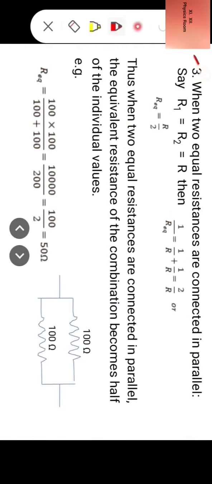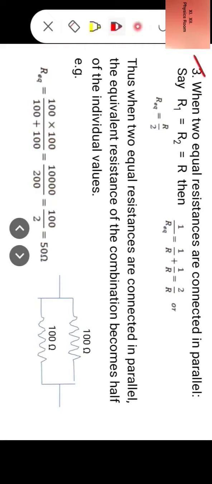So this is how we can directly calculate the value of equivalent resistance of parallel combination of two resistances. Directly you write product divided by sum. That will give you the value of R equivalent. Third point of discussion: when two equal resistances are connected in parallel, how do we calculate equivalent resistance?